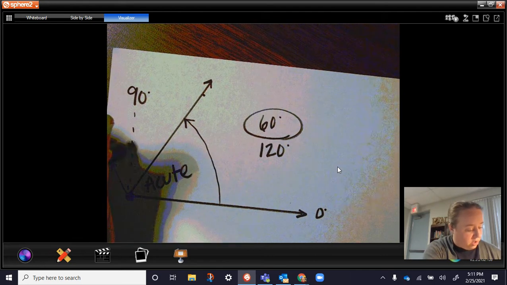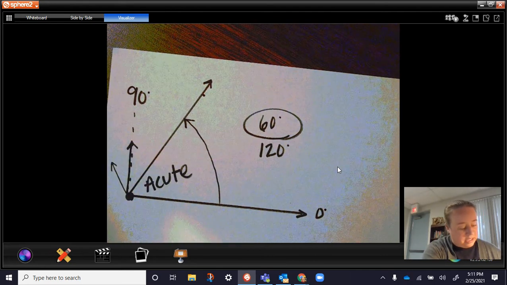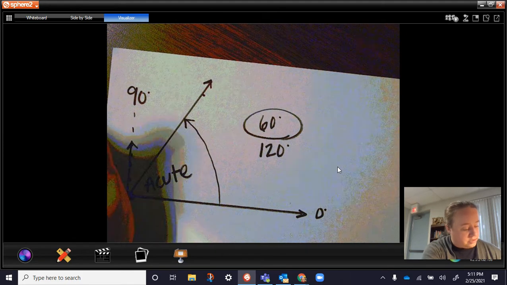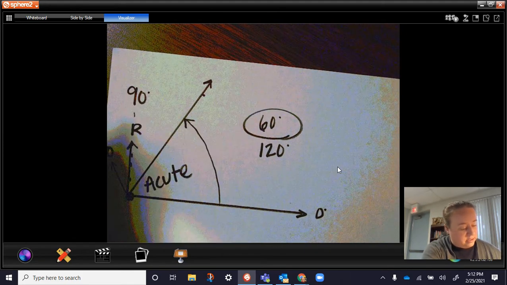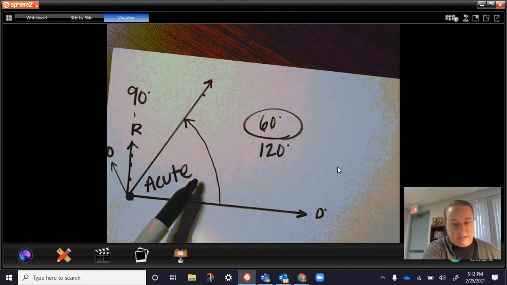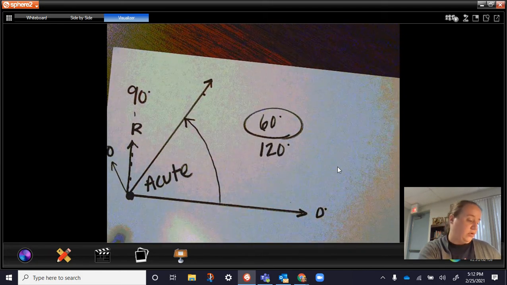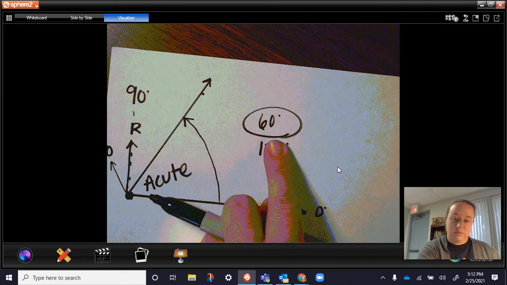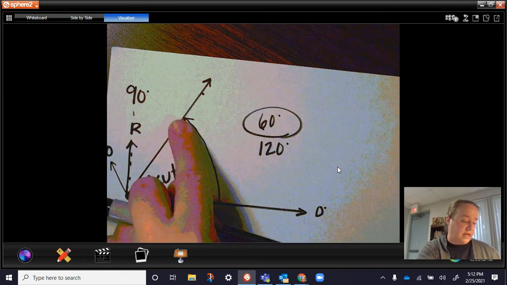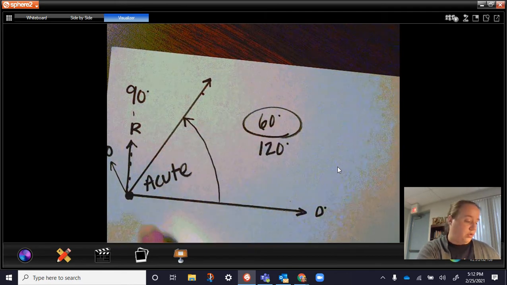And if it was on that line, it would be a right angle. Okay, so obtuse, right, everything over here is going to be an acute. So this is a 60-degree angle. So we'll get more into practice with how we actually find the number tomorrow.